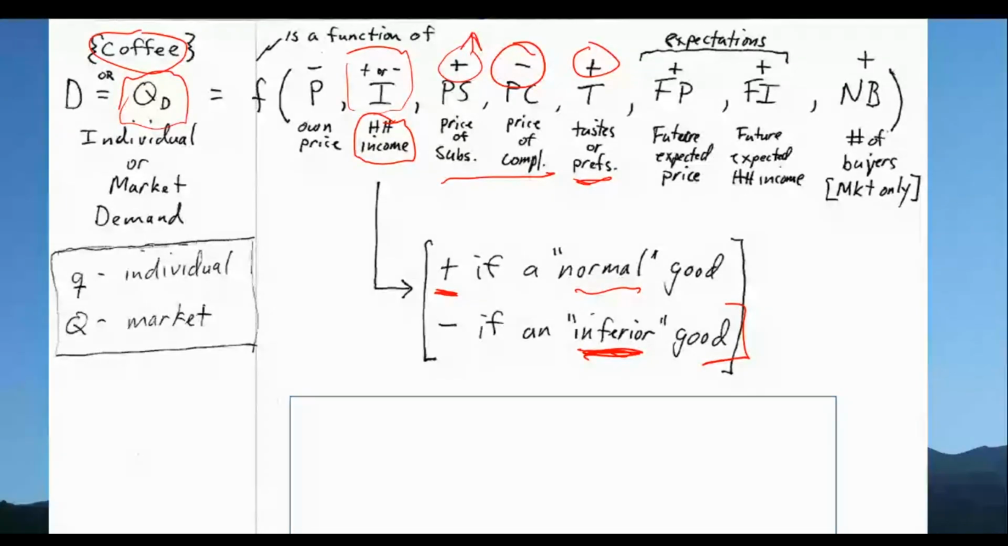If your taste diminished for a product, negative, that T goes down, then the quantity demanded for the product will go down as well. Okay, future prices and income. These are a little bit complicated, but let me explain really briefly.